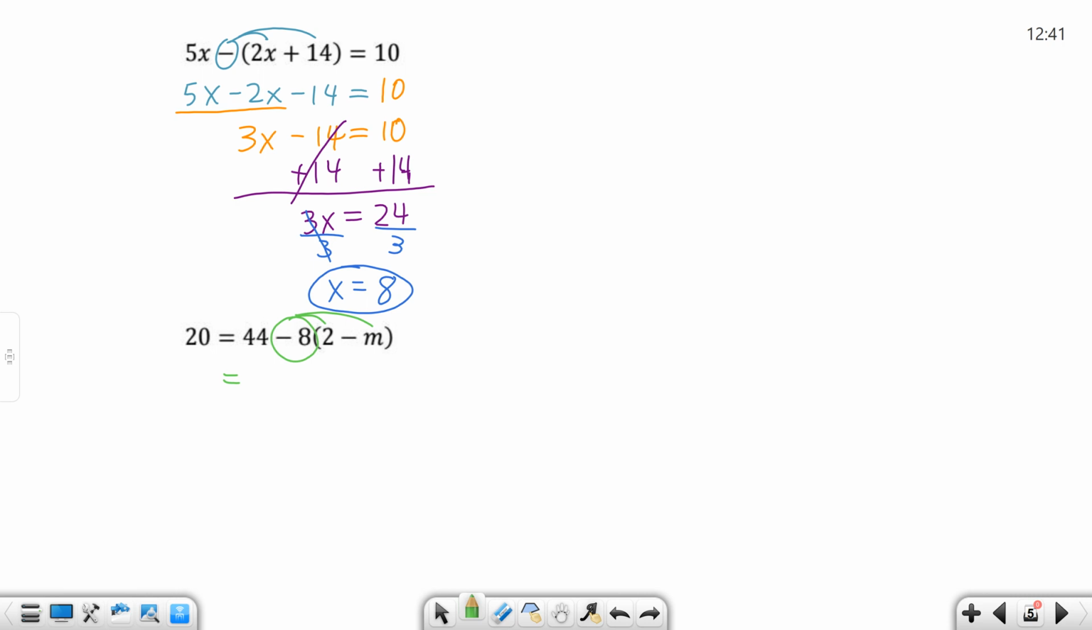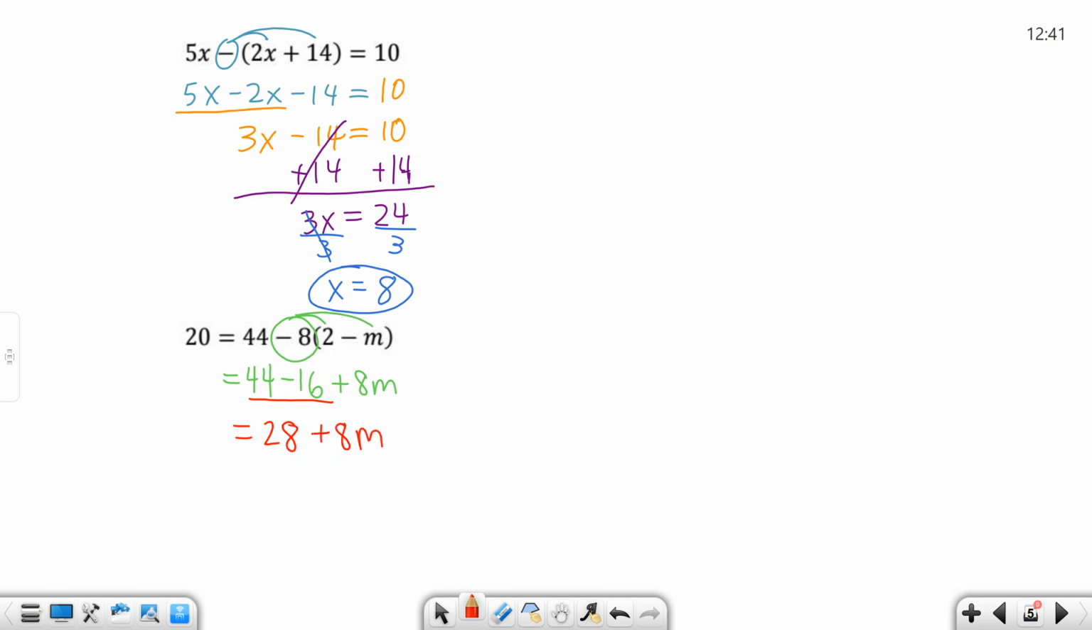So this is going to be 44 comes down, just brought down. And then minus 8 times 2 is minus 16. And minus 8 times minus m, a negative times a negative is positive. And 8 times m is 8m. Can I do anything else to the right-hand side? Yes, 44 minus 16 is what?